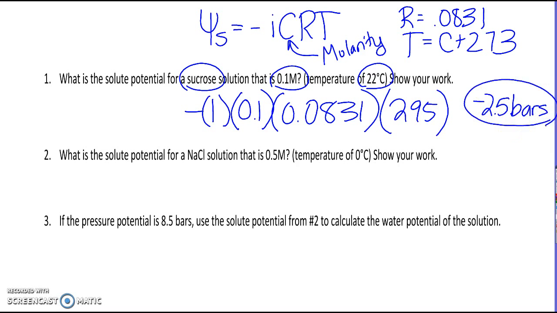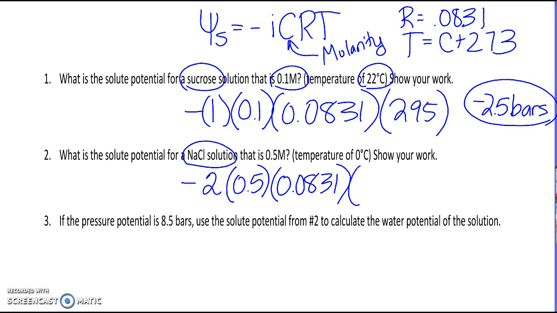for the first one. The second one, the solute is sodium chloride, so what's I? So I is 2, so this is going to be 2. Molarity is 0.5. The constant is always the same. And at 0 degrees Celsius, that's 273 Kelvin. So this one comes out to negative 22.7 bars.